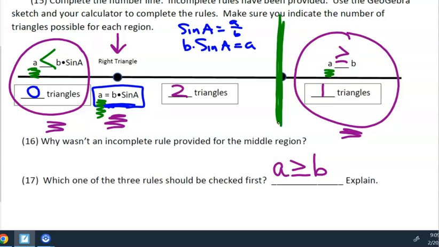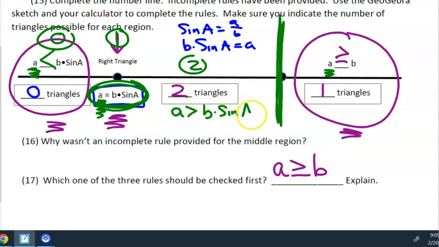There's one triangle. If that is not true, then I either have 0 triangles, 1 triangle, or 2 triangles, and that's all based on this rule right here. How does a compare to b times the sine of A? If a is less than that answer, there's no triangle. If the two are equal to each other, there's one triangle. And if a is greater than b times the sine of A, then we're going to have 2 triangles.